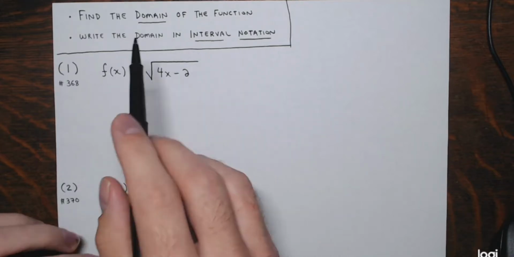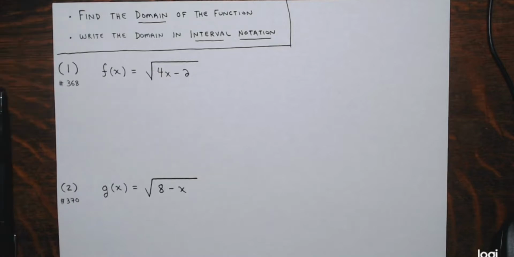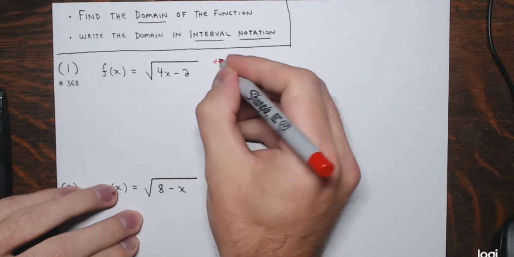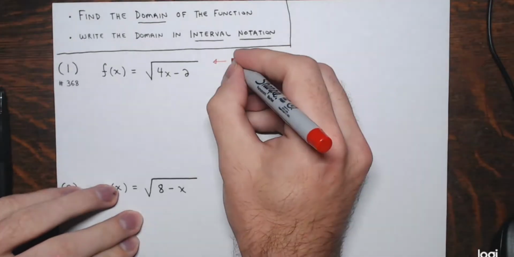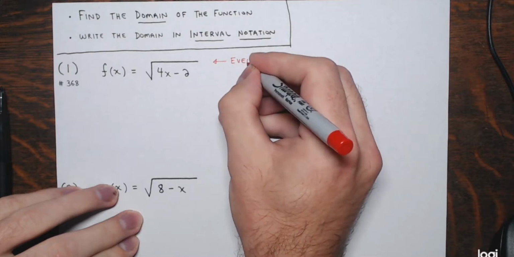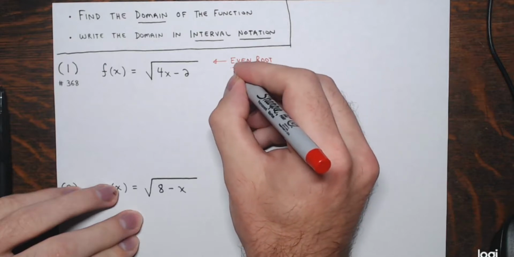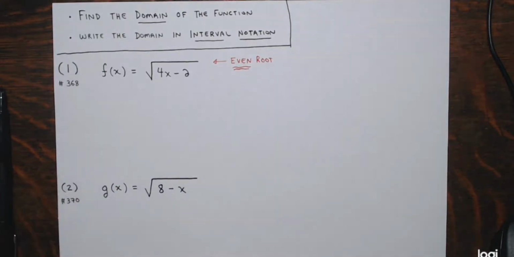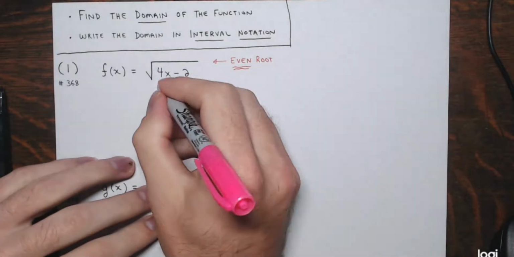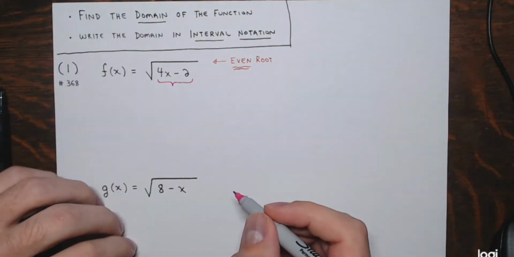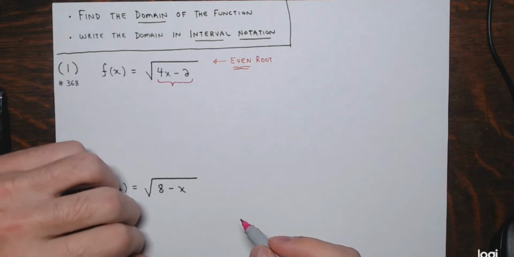So remember, for even roots, this is an even root, a square root. Square roots, fourth roots, sixth roots, etc. I've been calling even roots. So remember, for an even root, the radicand, the expression, the number inside the root, this can't be negative if we're talking about having a real number output.